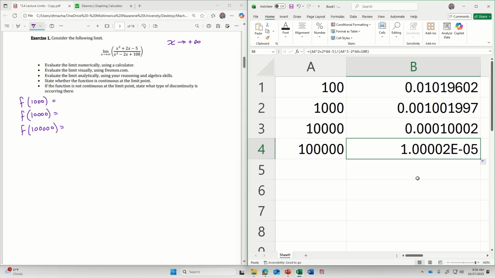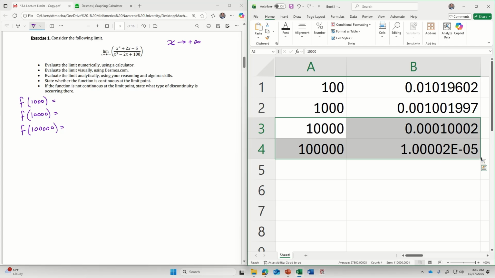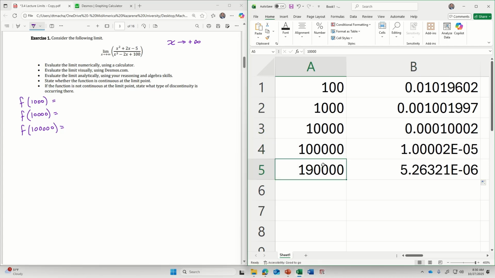Do you know what the capital E means? Scientific notation. Yeah, this is 1.00002 times 10 raised to the power negative 5. So it's the same thing as 0.00001000002. And so you can kind of probably get a feel for this. Like, what number am I approaching here?